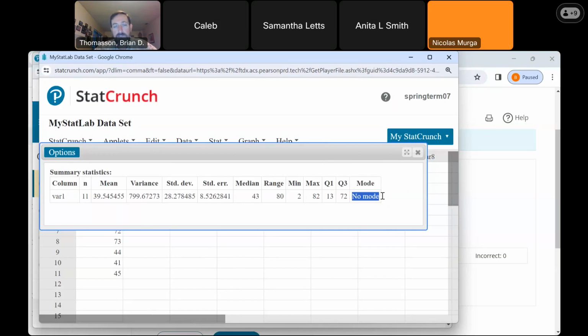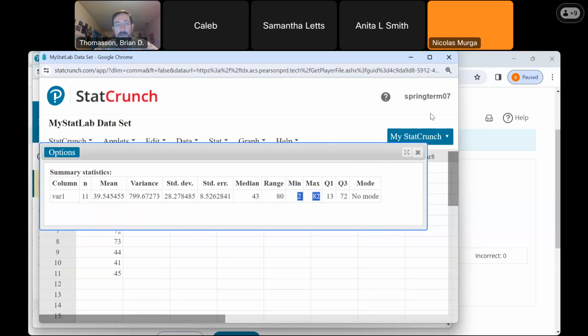Unfortunately, StatCrunch doesn't calculate the mid-range, mostly because it's not used very much. But they do give you the min and the max. So to find the mid-range, we add those two together and divide by 2. So this one, it looks like we can probably do it in our head. 2 plus 82 is 84. 84 divided by 2 is 42. So our mid-range would be 42 in that case.